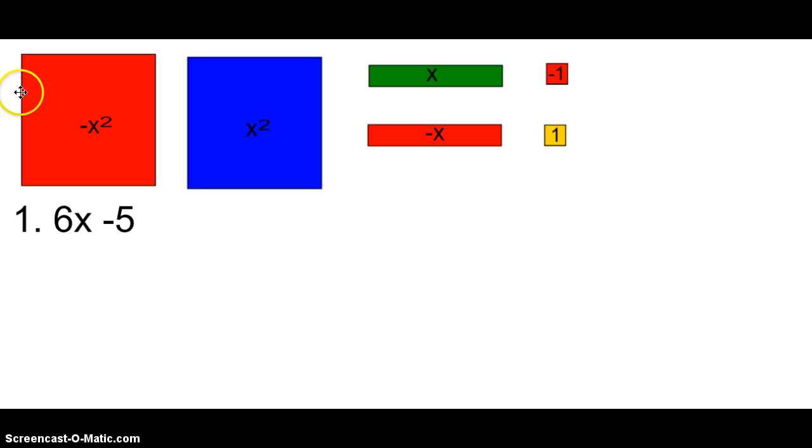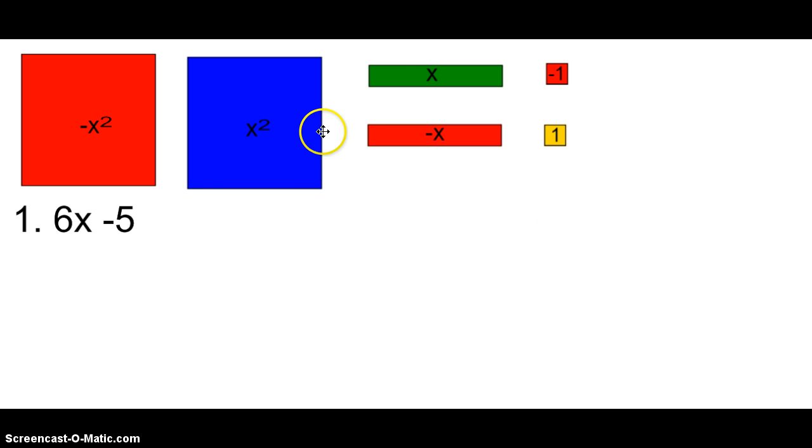Our first polynomial is 6x minus 5. We're going to use these algebra tiles to help us model 6x minus 5. The first two tiles represent x squared. The rectangles represent x and negative x. And then you're already familiar with the integer tiles, which are negative 1 and positive 1.